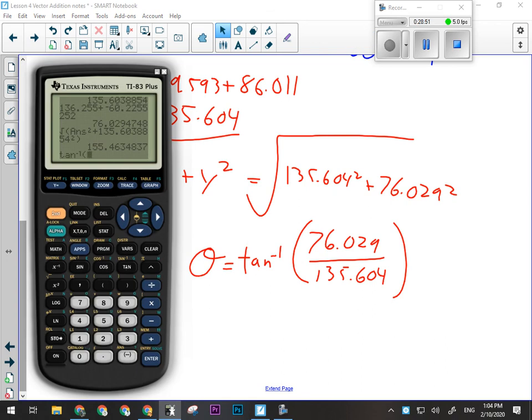I've lost all my numbers here, so I'm just going to use my shortened versions. Okay, 76.029 divided by 135.604. Obviously you wouldn't do it that way for significant digits, but I lost all my numbers already. All right, so I'm getting 29.28.